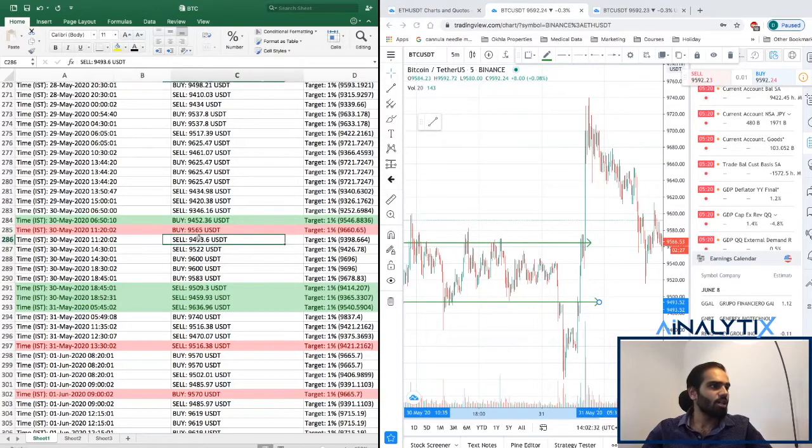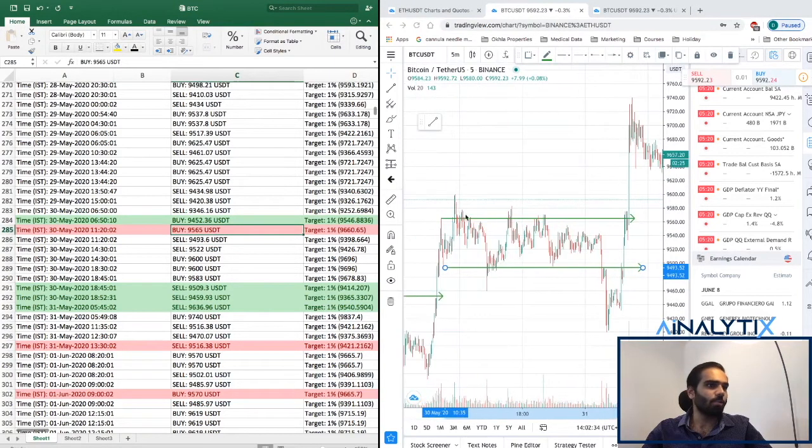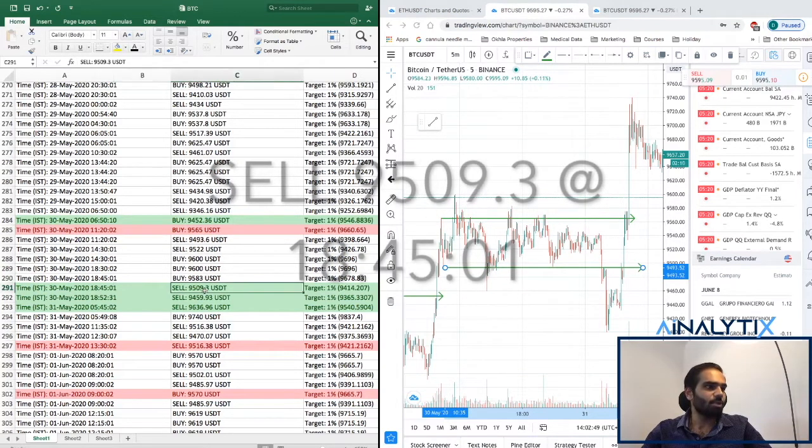So let's have a look. We hit our stop loss because our level basically was a buy at 9565. So we hit a 9565 buy and then it hit the stop loss. So it was basically like a swing trade thing. So we hit our stop loss here. So now let's go to 30th of May at 6:45. Now let's analyze what these signals were.